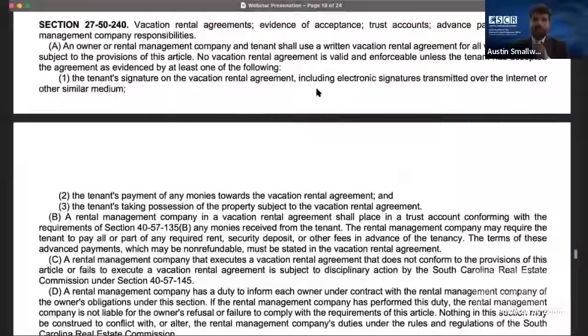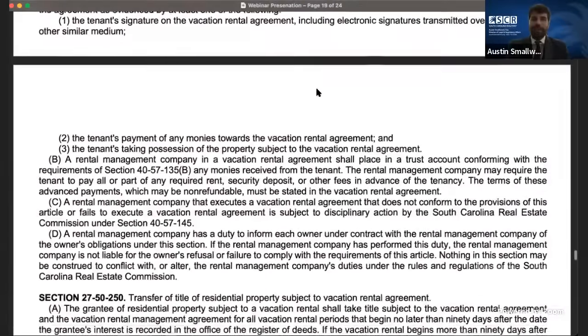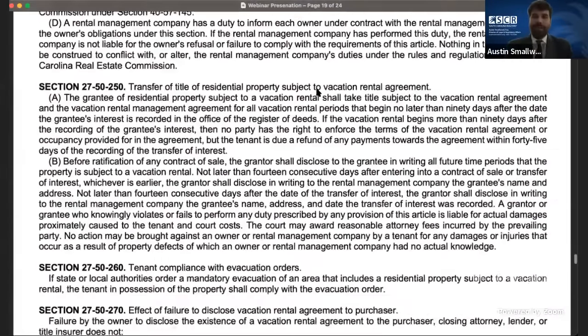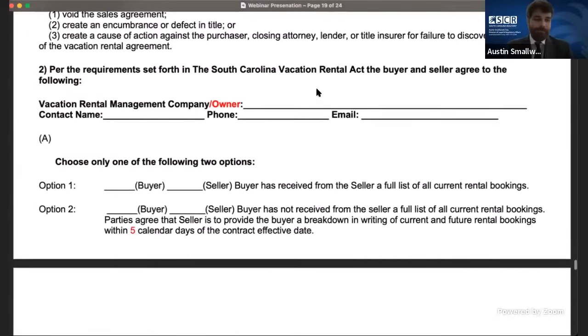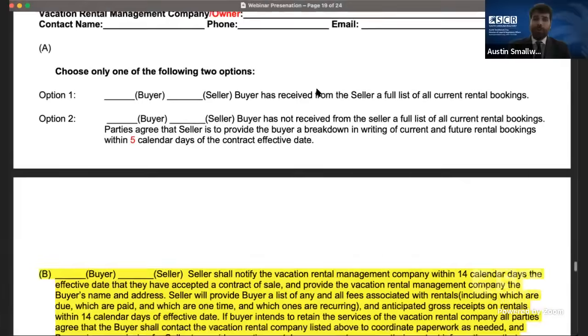So we still have in there the first page and a half, which is the Vacation Rental Act as listed in statute. The next is we're going to list out the vacation rental management company, or if the owner themselves is doing the vacation rental management, then we're going to have their name in there. On A, the only thing that was changed was option 2. Previously it said 2 calendar days, I think, for giving the list of bookings. We're now going to give 5 days. 2 days was a little bit too quick of a turnaround.